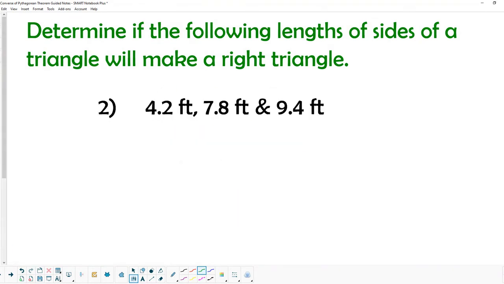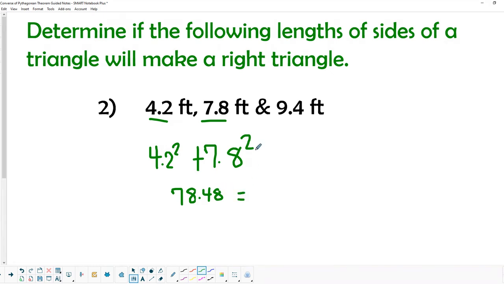Well, let's keep it going. How about these three sides? Now, we did put the two short sides first this time, so we know this is a and b. So 4.2 squared plus 7.8 squared. If I do that on my calculator, 4.2 squared plus 7.8 squared, that equals 78.48.